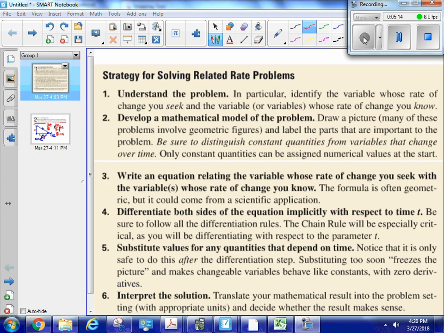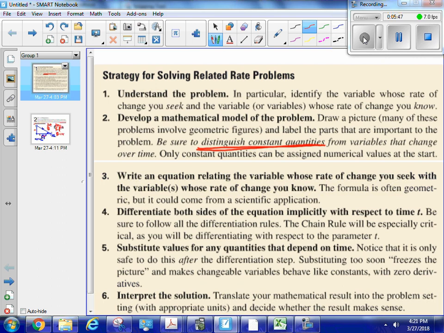So number one, I'm kind of understanding the problem. And number two, I'm beginning to develop a mathematical model of the problem because I made a picture, I can see I got a triangle going on here. I'm thinking maybe I'm going to use a little bit of trigonometry. And I have made very clear what are constant quantities and what are changing quantities. Because we can only use constant quantities at the beginning. You'll see why in a minute.